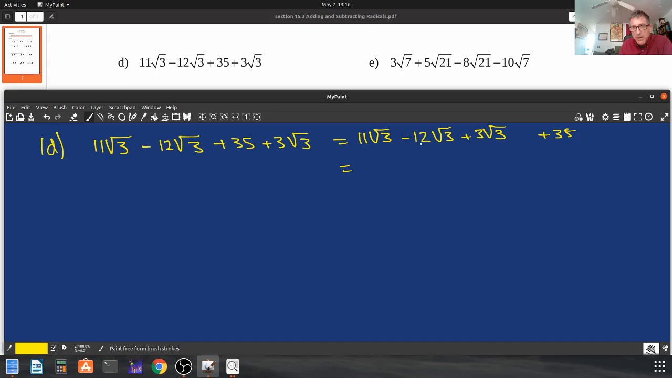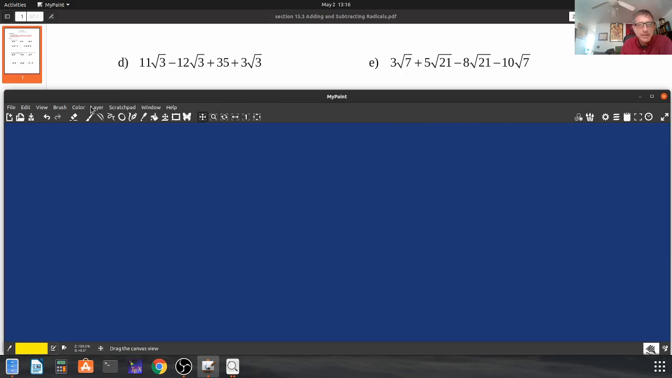Well, 11 minus 12 is minus 1. And minus 1 plus 3 gives me 2 times the square root of 3 plus 35. So just note 2 is equal to 11 minus 12 plus 3. It's kind of like you can just literally treat these as coefficients to variables, and that works fine because remember, a variable stands for some unknown number. In this case, we can say, okay, let x stand for square root of 3.